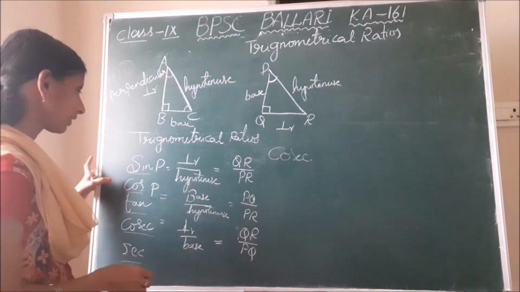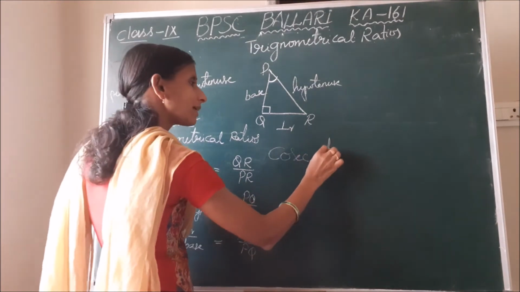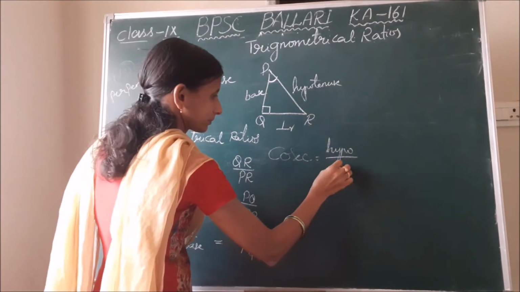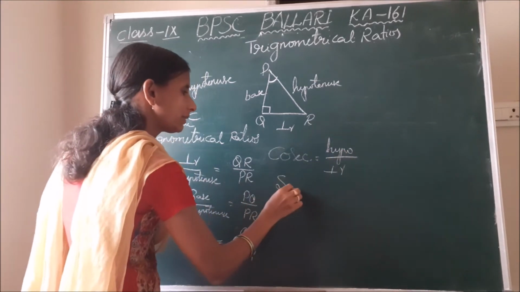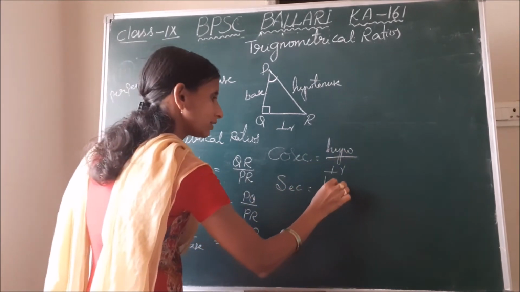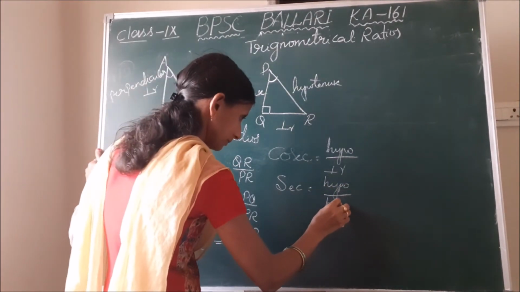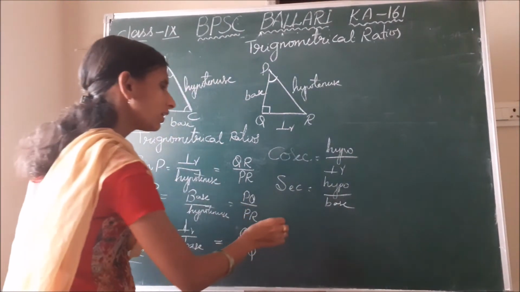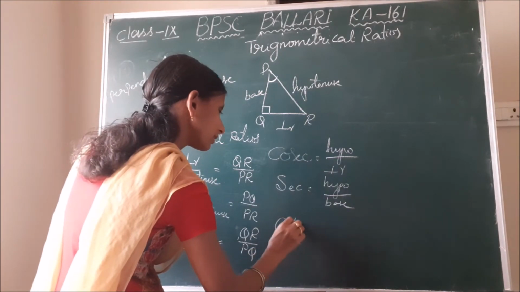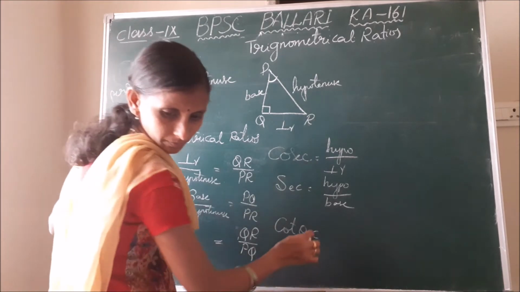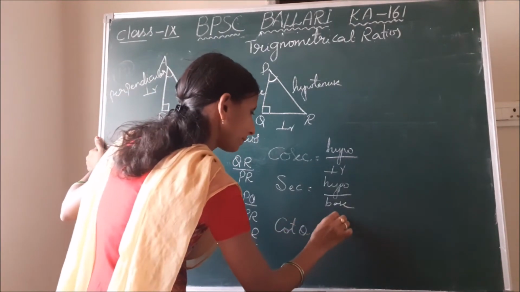Next we have cosecant. Cosecant means what? Hypotenuse by perpendicular. Next, secant means hypotenuse by base. And cot means what do we get? Base by perpendicular.